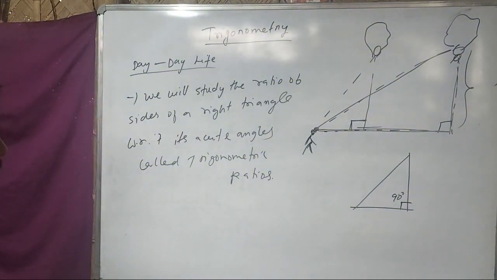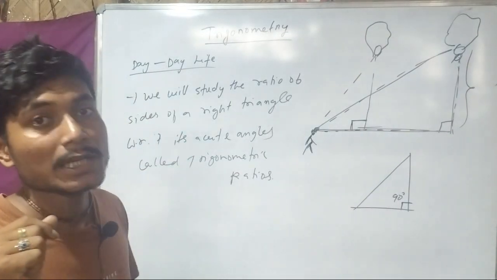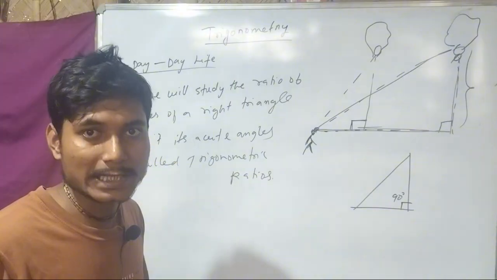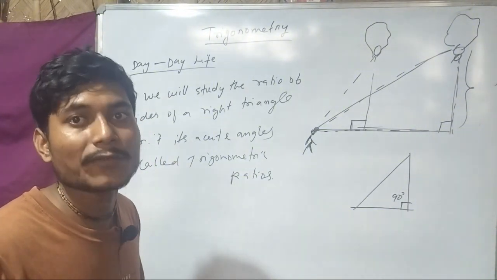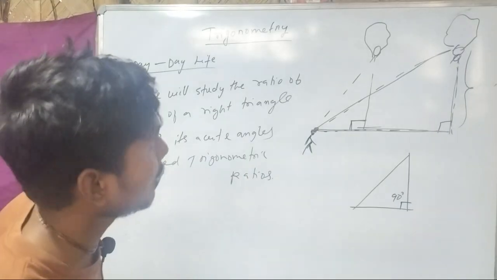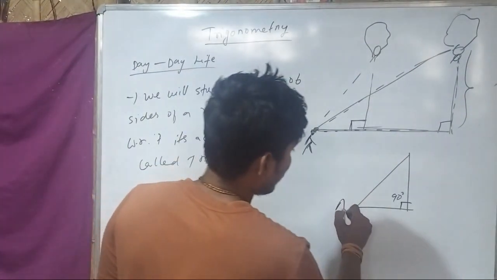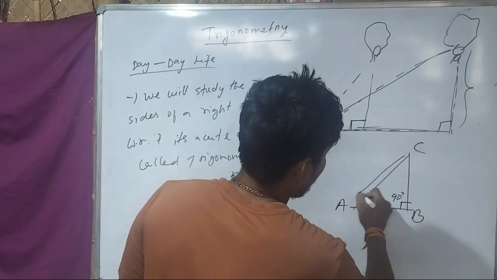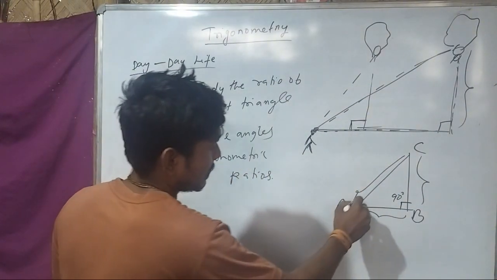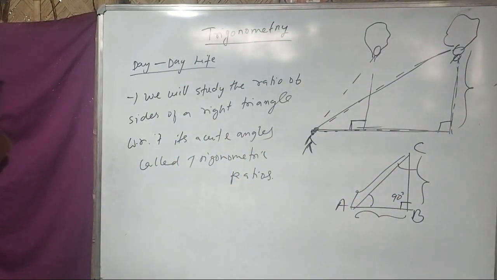Foundation is important. Once the foundation is clear, everything will be clear. Now, the concept is why we use trigonometry. We use trigonometry to find distances, heights, sides, or ratios of a triangle. Suppose a triangle is given, we can measure this side, this side, all three sides. We can measure the angle, how much angle it is making. So for that purpose we will use trigonometry.